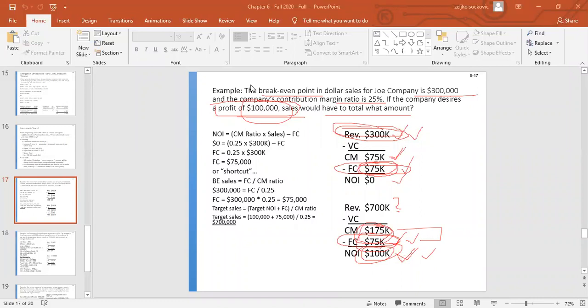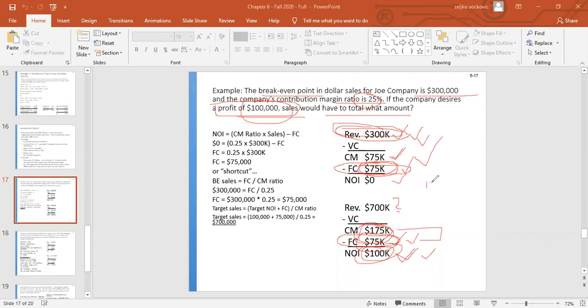Now that you know 175 as your contribution margin, how do you get to 700? Well, you're told that your contribution margin ratio is 25%. It's the same, nothing changed there. You don't have any other information that something changed. Price didn't change, variable cost didn't change. Of course, you have to know what contribution margin ratio means. Again, chapter 1. Contribution margin ratio is the ratio between contribution margin and revenue. And you found it here, 75, by doing this.